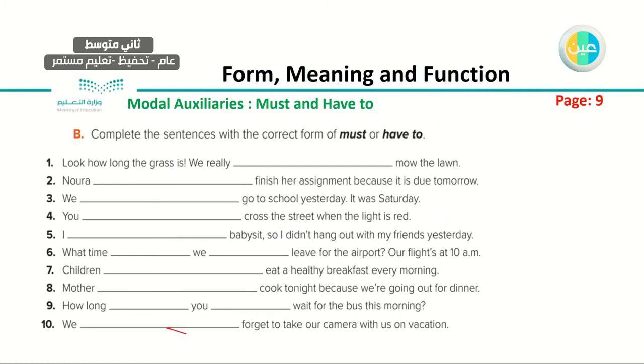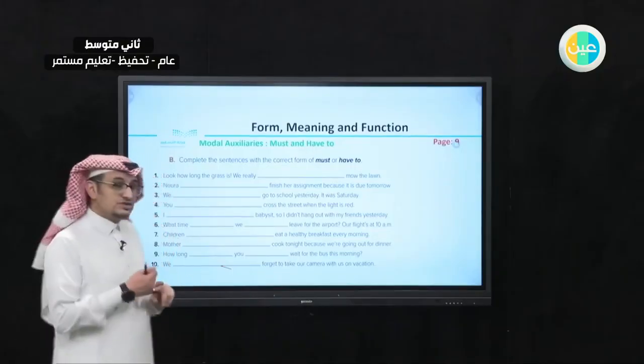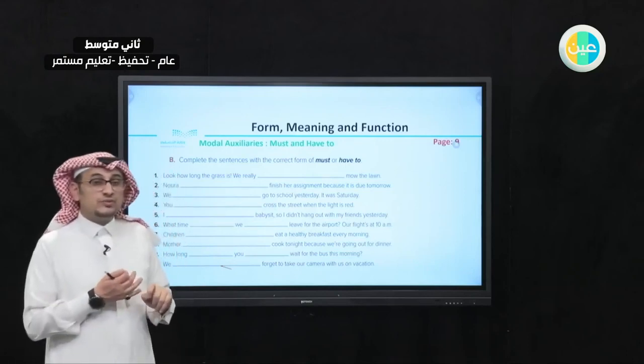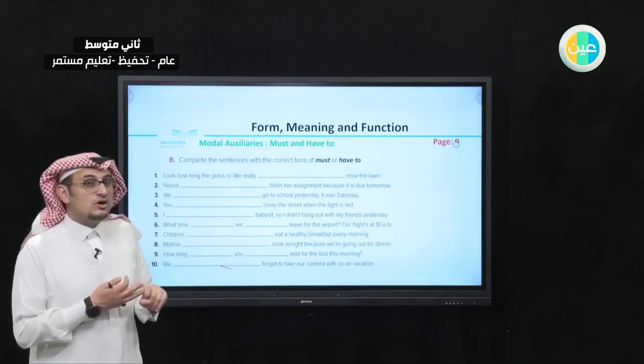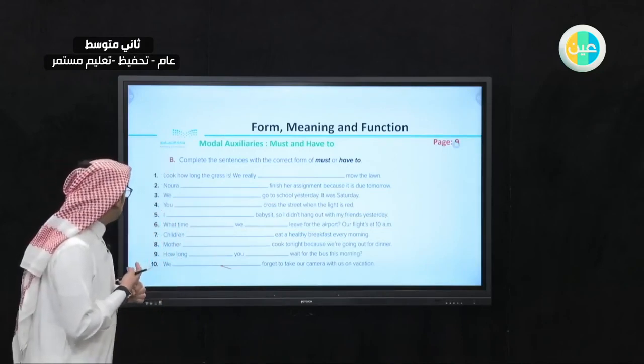Let's move to the second exercise, B. Complete the sentences with the correct form of must or have to. Okay, we have the same idea here, but we have to decide through the meaning of these sentences what we should use. Is this thing obligatory or necessary to do, or not allowed, prohibited? Okay, so we have to decide.